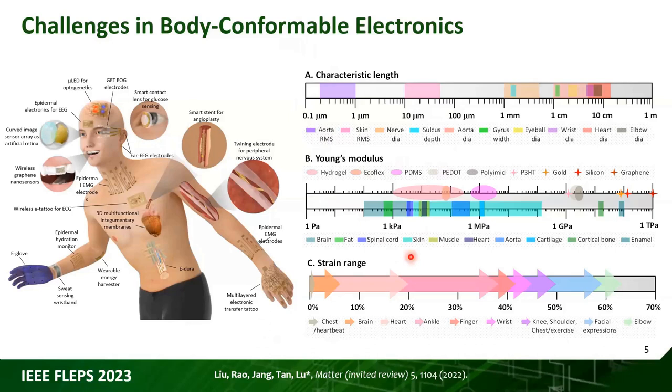So in terms of characteristic length scales, our body actually has a very broad range of length scales, right? The surface roughness of our tissue could be as low as hundreds of nanometers, right? And then the organs are like millimeters, centimeters, and even some joints could be tens of centimeters. So it's a large multi-order of magnitude span of length scales that, if you want to have electronics, you need to cover.